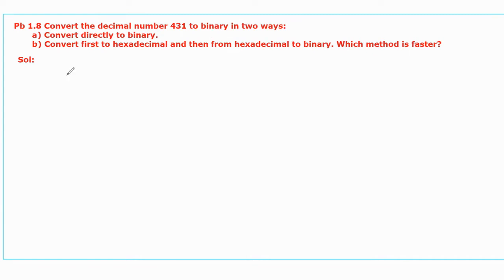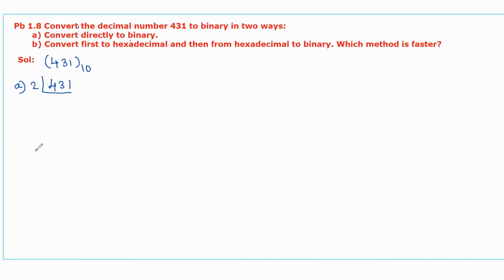faster. To solve this problem, let us take the given number, that is 431 with base 10. As it is a decimal number, the radix or base value for the decimal number system is 10. Now come to the first method, that is directly to binary. To convert any decimal number into binary number system, we should divide the given decimal number with 2, as the radix or base of a binary is 2.